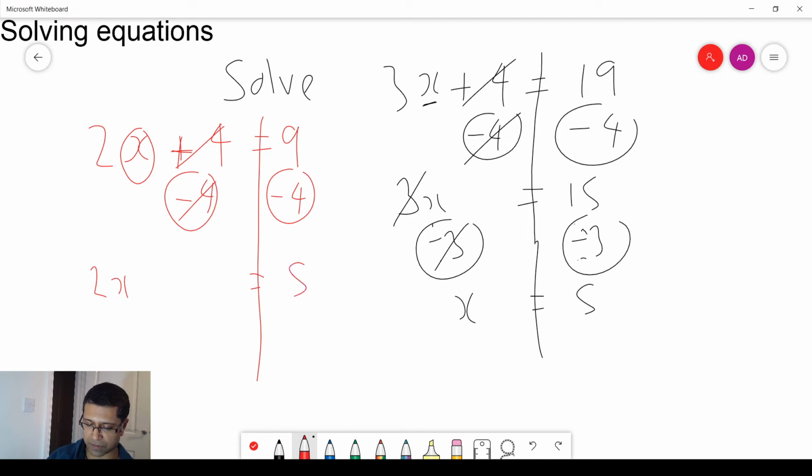So to get rid of times by 2, you divide by 2. What have you done this side? Do on the other side. So 2 divided by 2 is 1. Then you're left with x. 5 divided by 2 is 2.5. And you can check to see if this is right. If you replace the x with 2.5, 2 times 2.5 is 5. 5 add the 4 gives you 9. It does work.